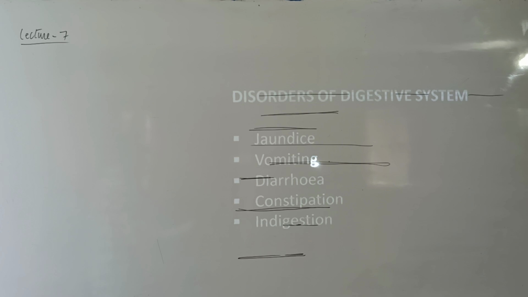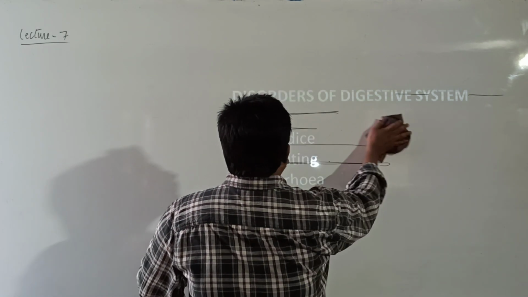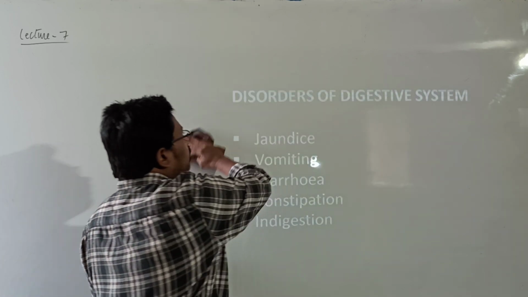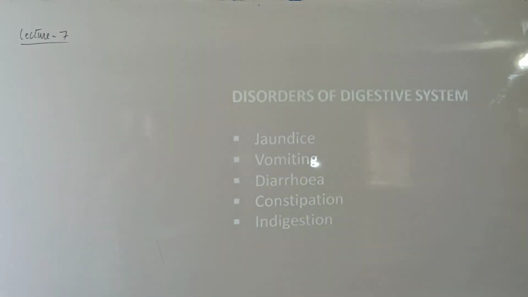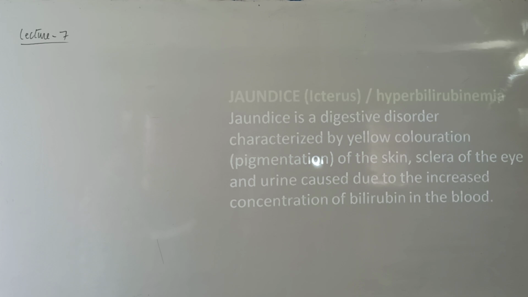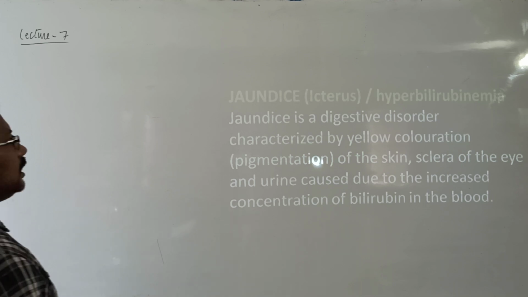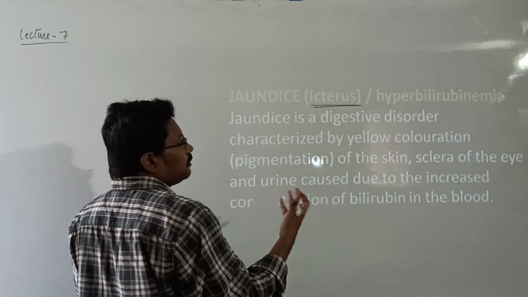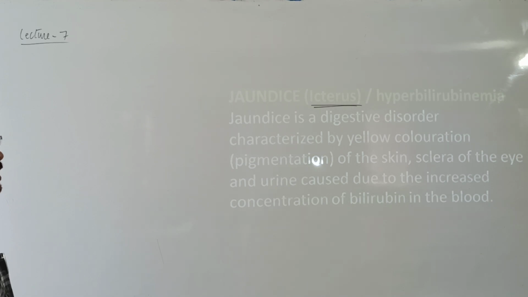So now let's see the next one: the disorders of the digestive system. Under this we will discuss jaundice, then vomiting, then diarrhea, then constipation, and then indigestion. So first let us see jaundice. Jaundice is also called icterus, and also hyperbilirubinemia.